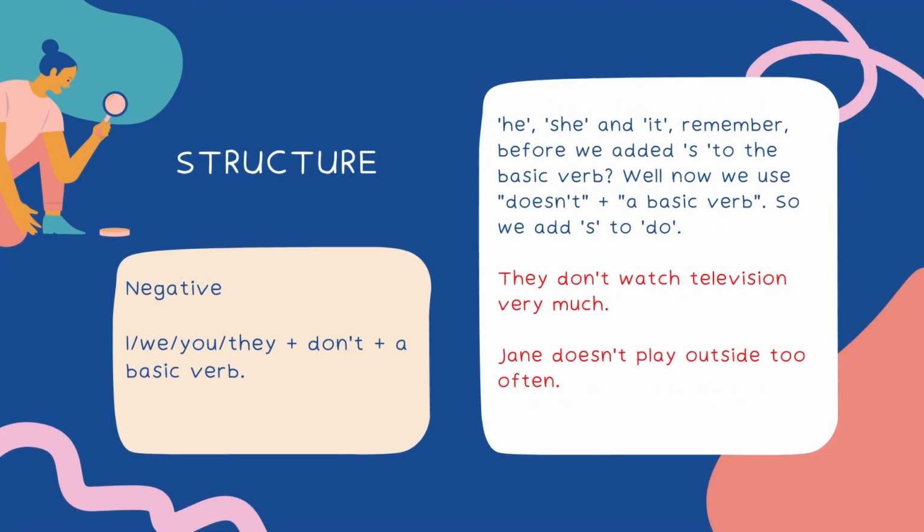The negative structure is like this. I, we, you, they, plus do not, plus a basic verb. For he, she, and it, remember, before we added s to the basic verb. Well, now we use does not plus a basic verb. So we add s to do. Can you see that? Instead of saying do not we say does not. He does not plus basic verb.